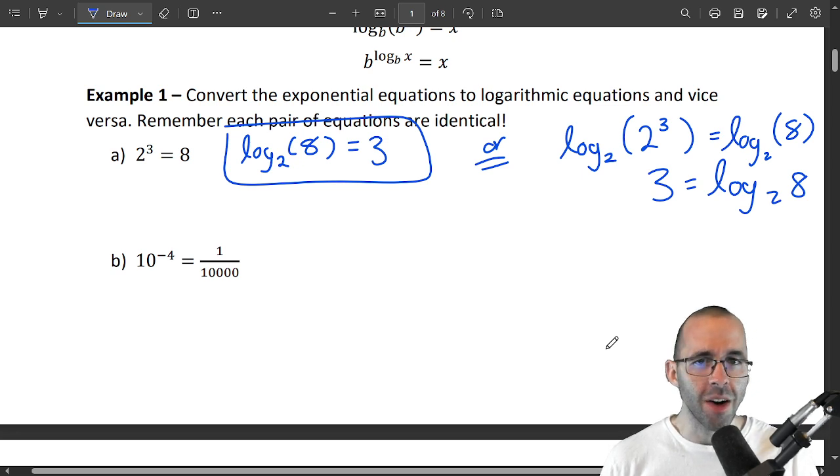So try to do B on your own. Either way, the way we did it on the left or the way we did it on the right. Try to pause the video and see if you can do B.